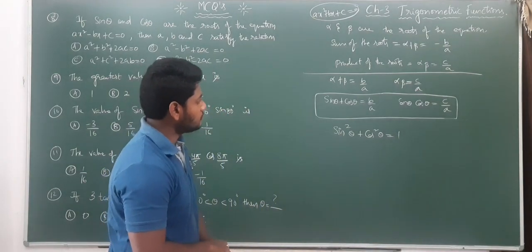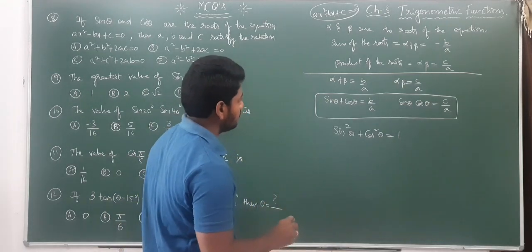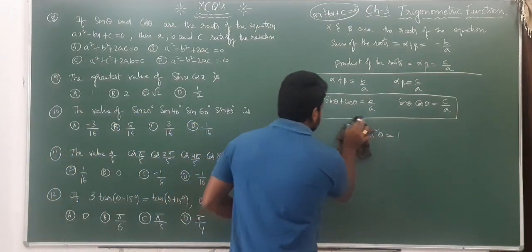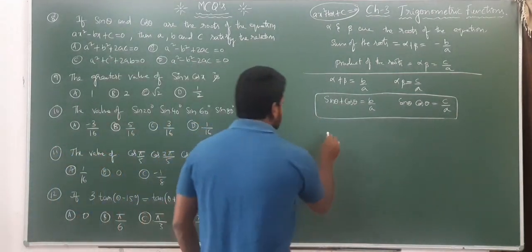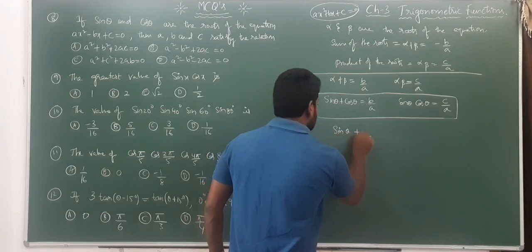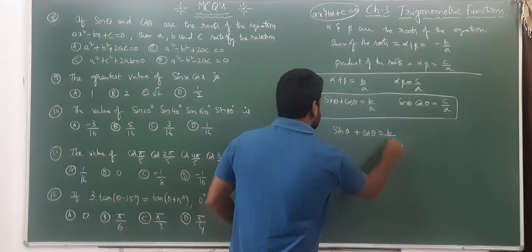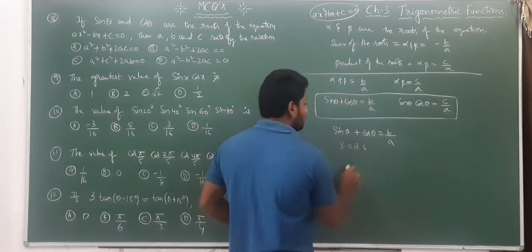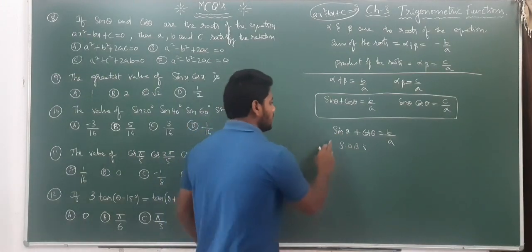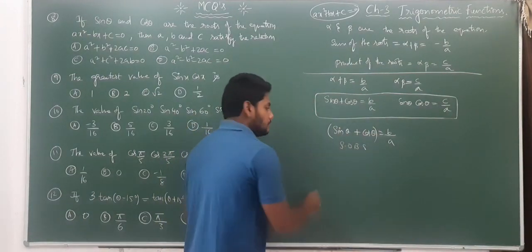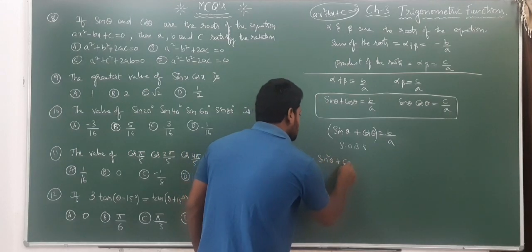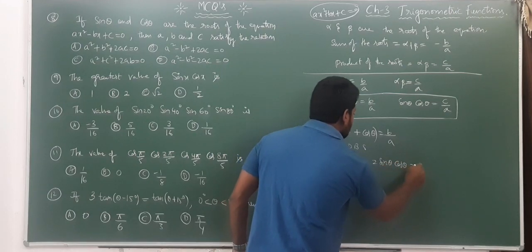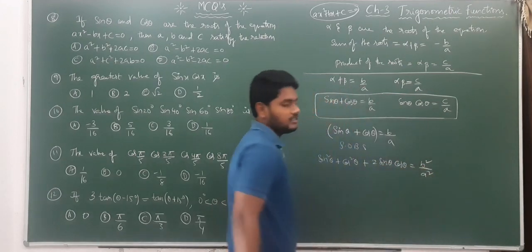Now, instead of considering sin square theta plus cos square theta equal to 1, I will consider sin theta plus cos theta is equal to b by a. According to this, I will do squaring on both sides, to this condition only. So you will get sin theta plus cos theta whole square, which means sin square theta plus cos square theta plus 2 sin theta cos theta, which is equal to b square by a square, right?